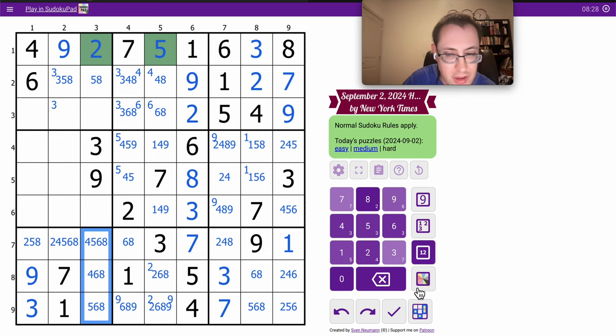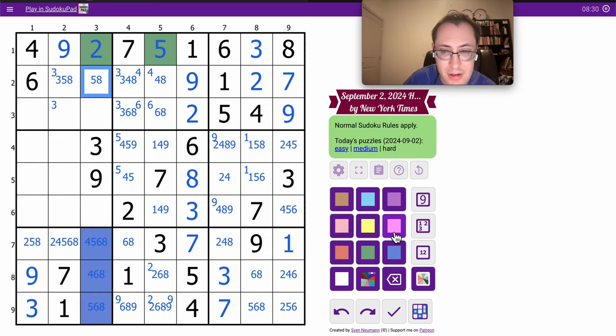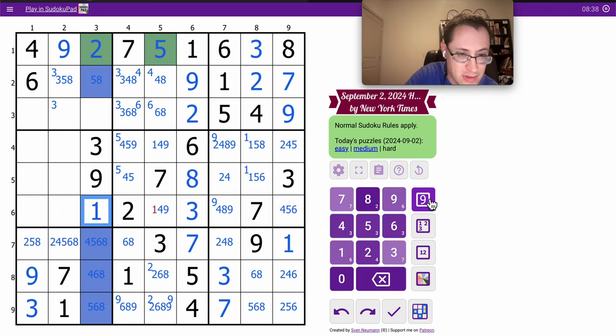Actually, four, five, six, eight. That's a hidden quad in column three. Therefore, two, three, four, five, six, eight, nine. One, seven must go in those two cells. This one has a seven looking at it.